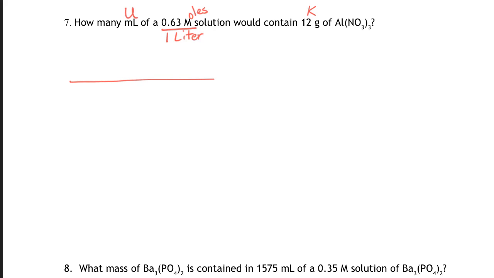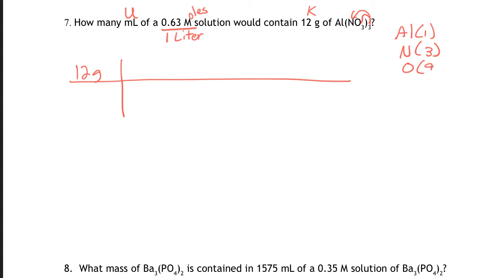So I'm going to start my problem. I'm going to start with my known, 12 grams. I got to grab my periodic table. I'm going to calculate the molar mass. Aluminum, I've got 1 of them. Nitrogen, 3 is on the outside of that, so I'm going to have 3 nitrogen. I'm going to multiply 3 times the oxygen, so that's going to be oxygen of 9. 3 times 3 is 9. Look up the masses for oxygen, nitrogen, and aluminum, and when you total all those up, you're going to find that your molar mass is 213.01.